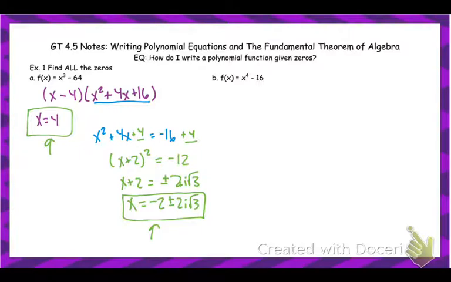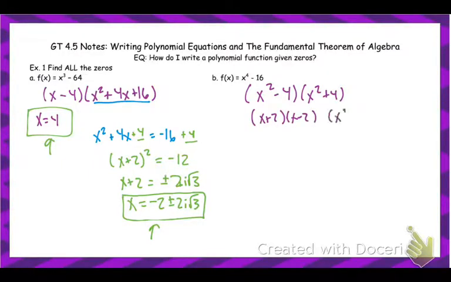All right, so then we're going to go to B. So this is a fourth degree polynomial, so I'm going to go ahead and do a difference of squares because I have two terms, I know the square root. So this would factor into x squared minus 4 and x squared plus 4. x squared minus 4 is x plus 2 times x minus 2. x squared plus 4 does not factor. So to get my zeros, I've got negative 2 and 2.